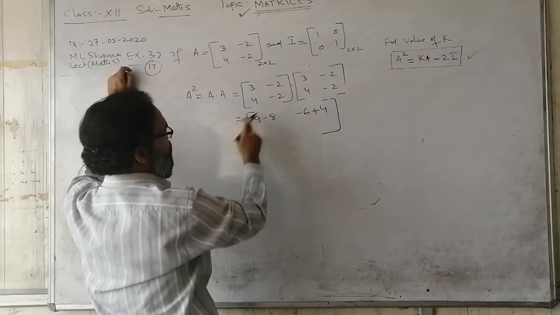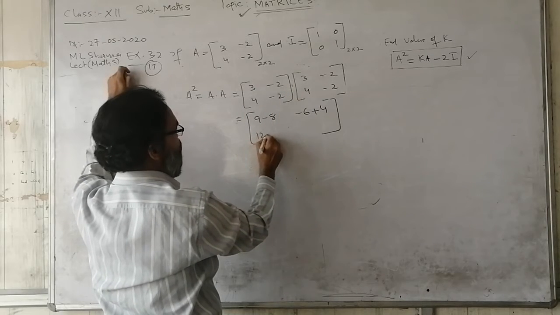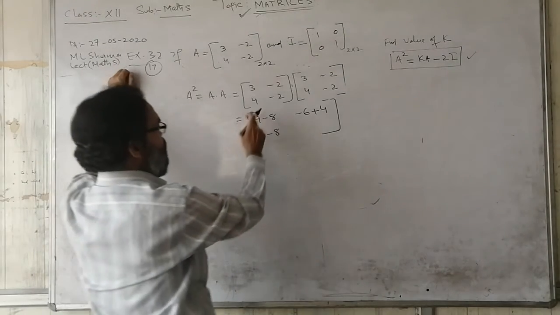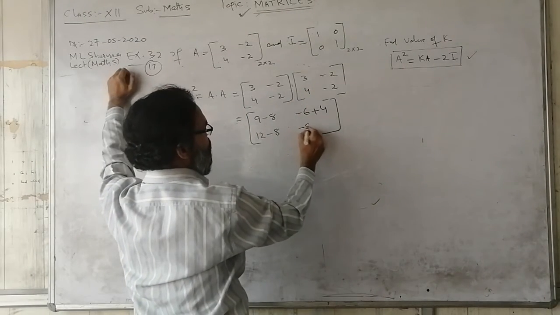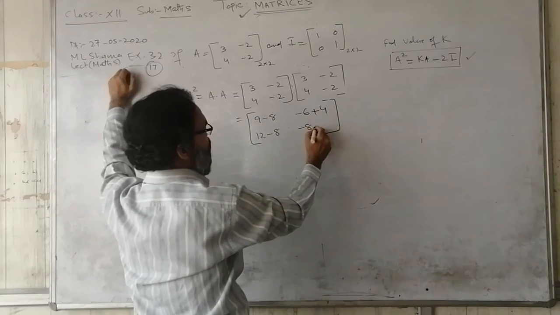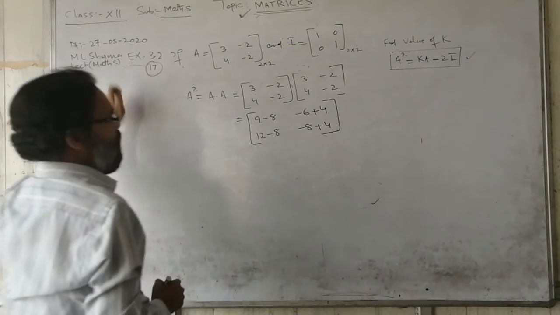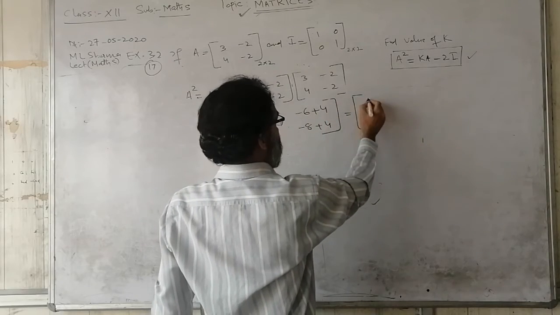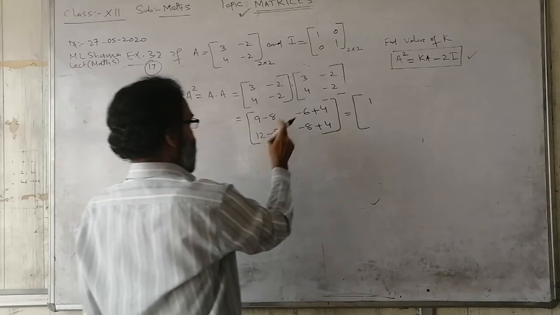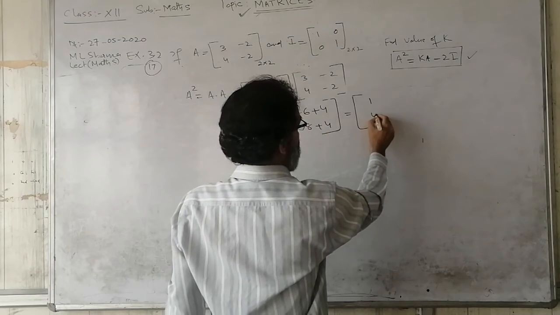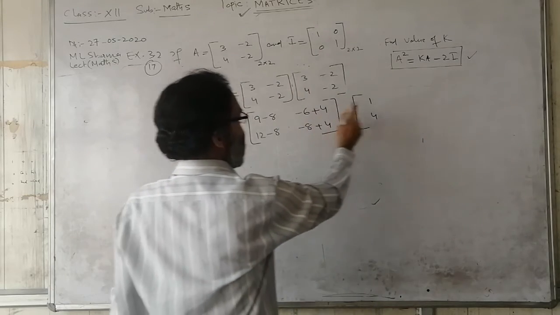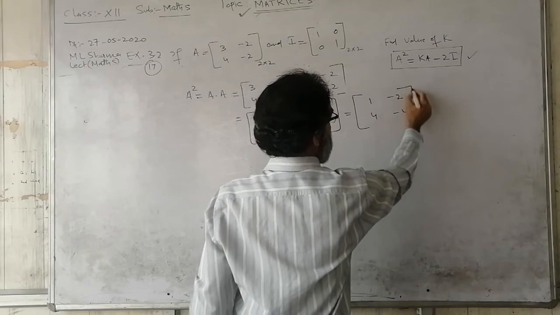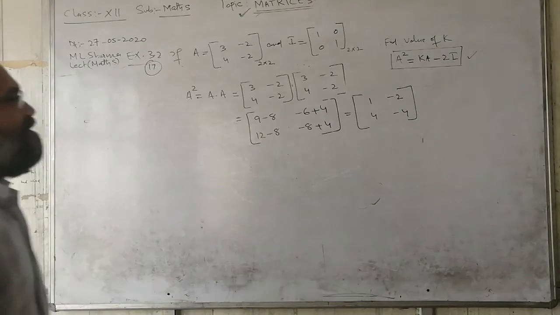Again, second row elements: 4 into 3 is 12, 2 into 4 is 8, minus 4 into minus 2 is plus 8, and plus 4 here. So its value will be equal to 9 minus 8 is 1, 12 minus 8 is 4, 6 minus 2 here and minus 4 here. So this is the value of A square.